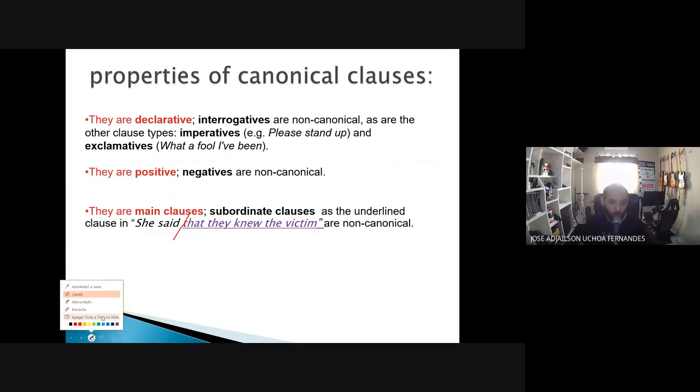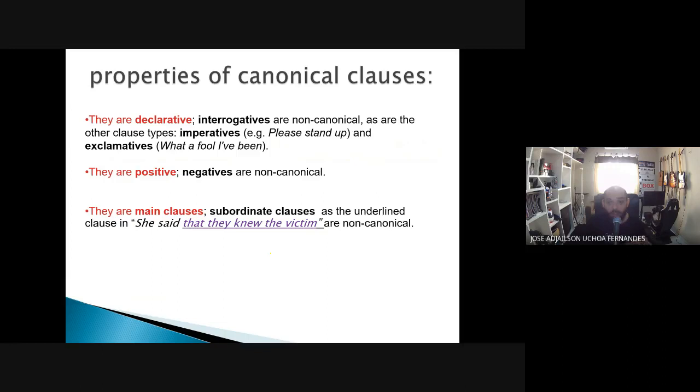Oh, teacher, but we can omit this that. This is grammatical. She said they knew the victim. And now, although it's omitted, it's not because I omit something that it does not exist. It's an omission, but that is implicit. I'll put IMP, like implicit. What is implicit is there, but it's hidden. Do you agree with me? If I do something wrong and I don't tell you, it does not mean I didn't do something wrong. I did it and I kept it hidden from you. But my mistake is there. You see? So they are main clauses. Subordinate clauses are always non-canonical. Any questions so far?